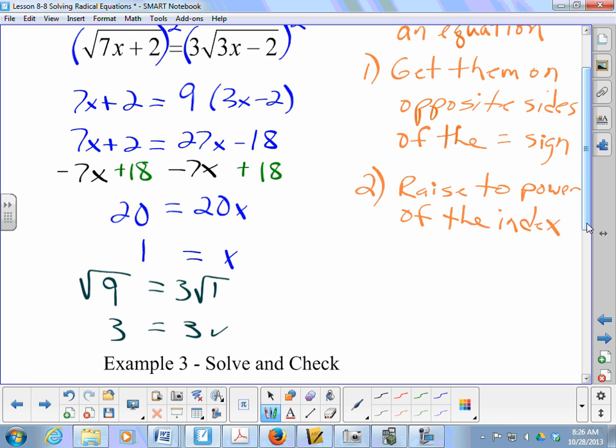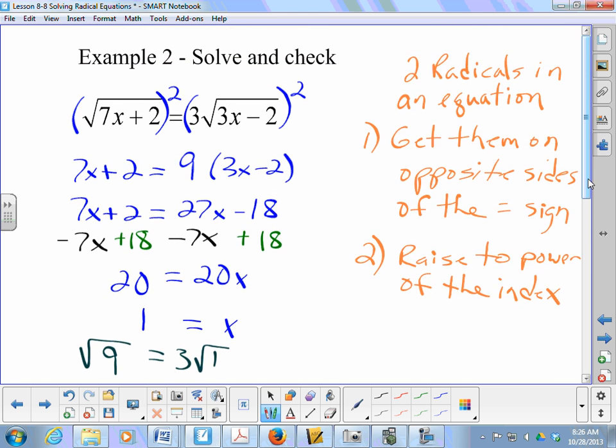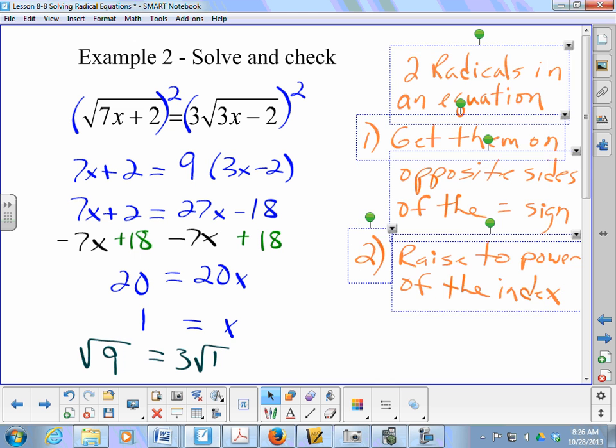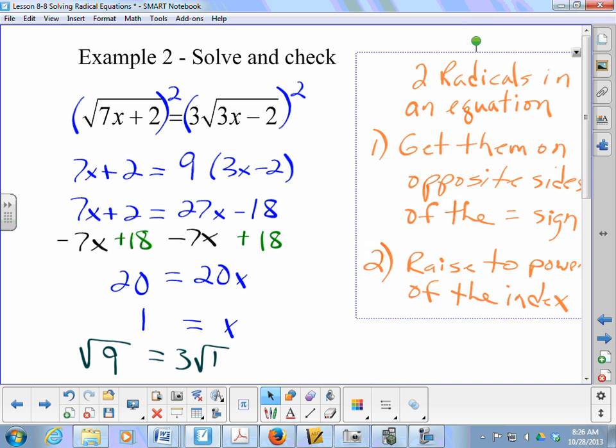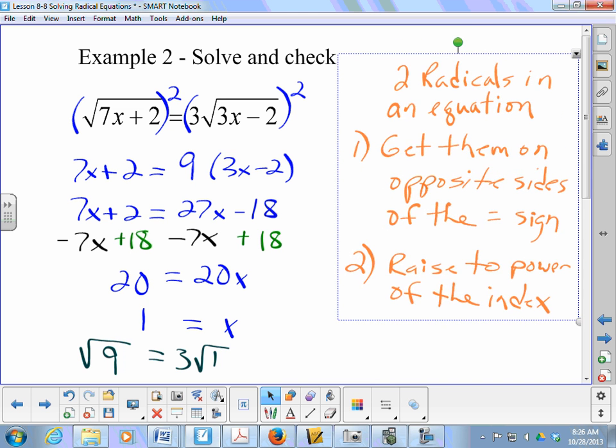Okay. So if we have radicals, or more than one radical, or two radicals in an equation, we want to get the radicals on opposite sides, first of all.